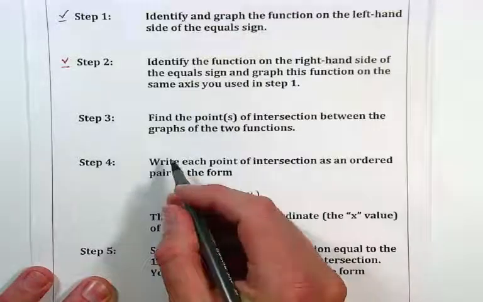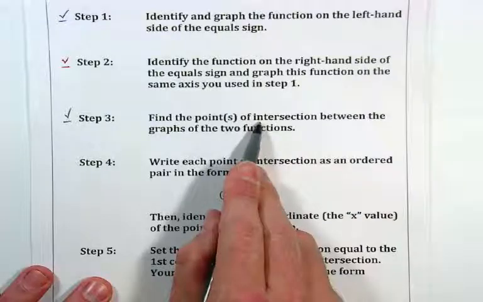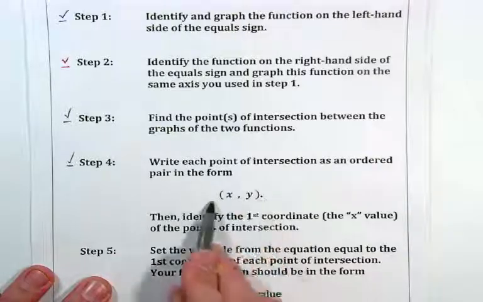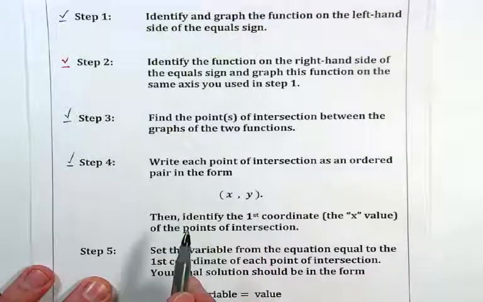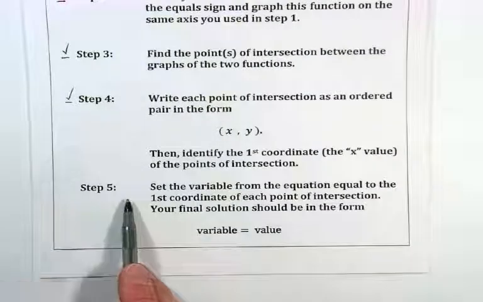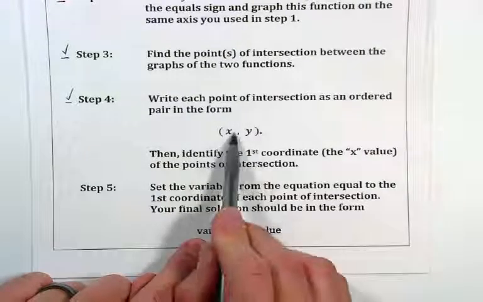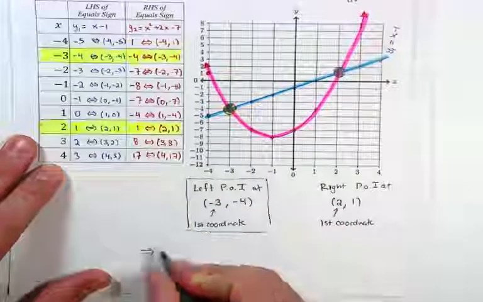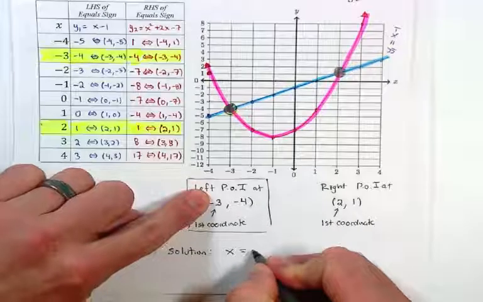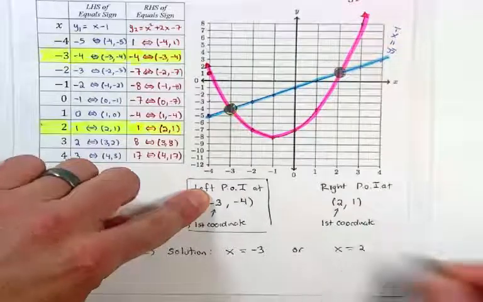Returning to the description of our graphical technique, we've actually done both step 3, which was to identify where the points of intersection were, and step 4, which was to write each point of intersection as an ordered pair in the form (x, y), and specifically identify the first coordinate of the point of intersection. The last thing that we do when we solve our equation is to set the variable from the equation equal to the value of the first coordinate of each point of intersection. Returning to our work here, we can say that a solution to this equation should be x equals -3, or x equals 2.